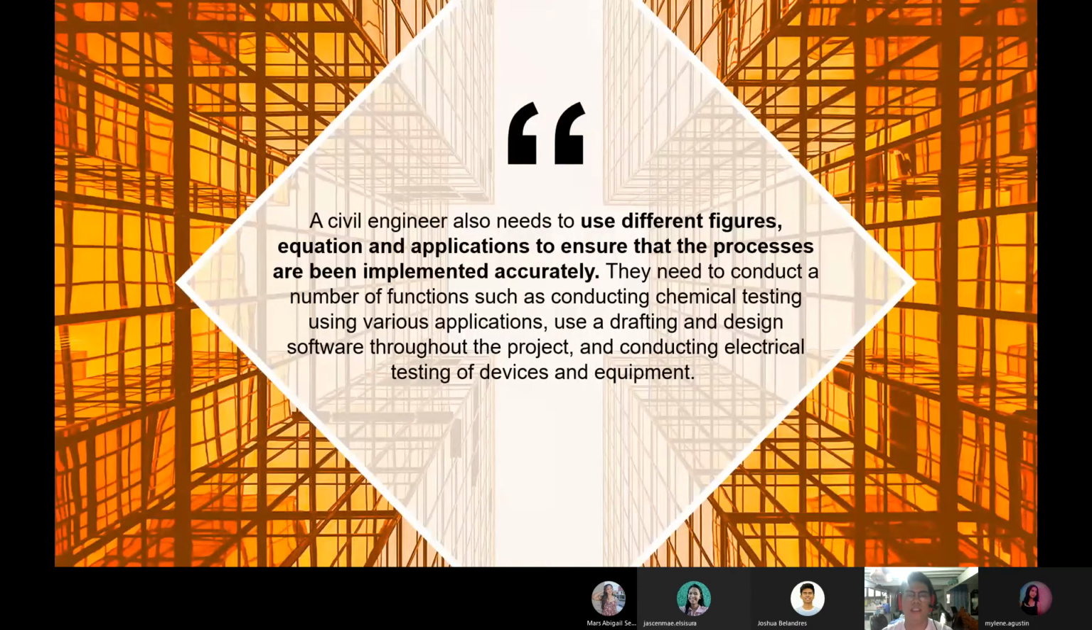A civil engineer also needs to use different figures, equations, and applications to ensure that the processes are being implemented accurately. They need to conduct a number of functions such as conducting chemical testing, using various applications, use a drafting and design software throughout the project, and conducting electrical testing of devices and equipment.